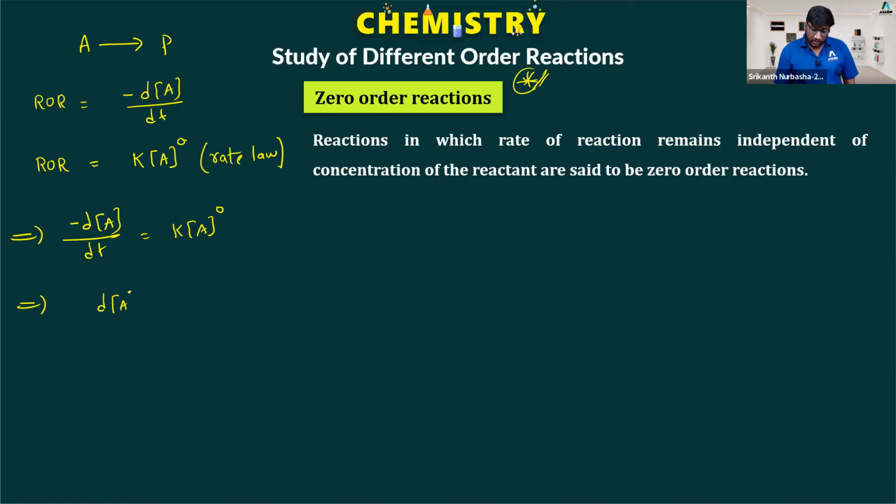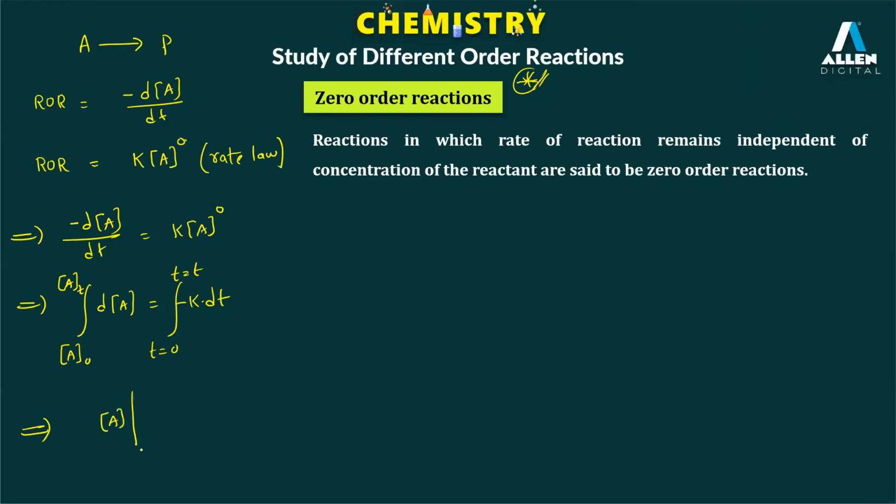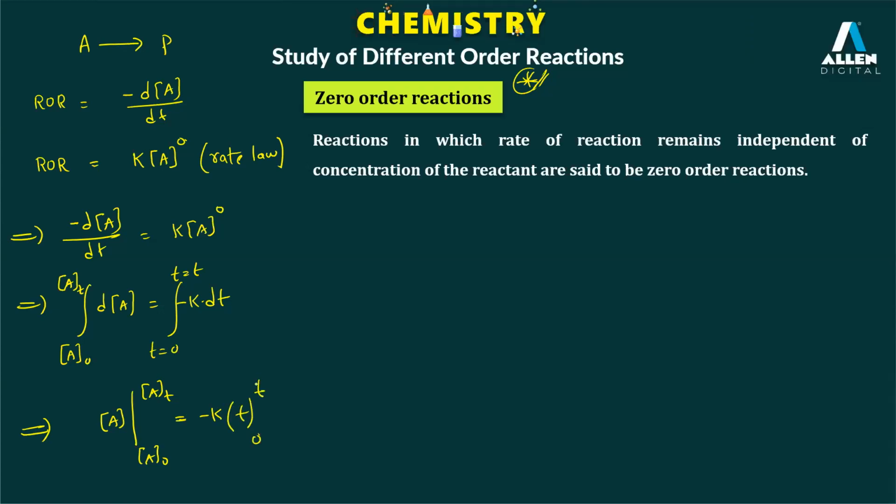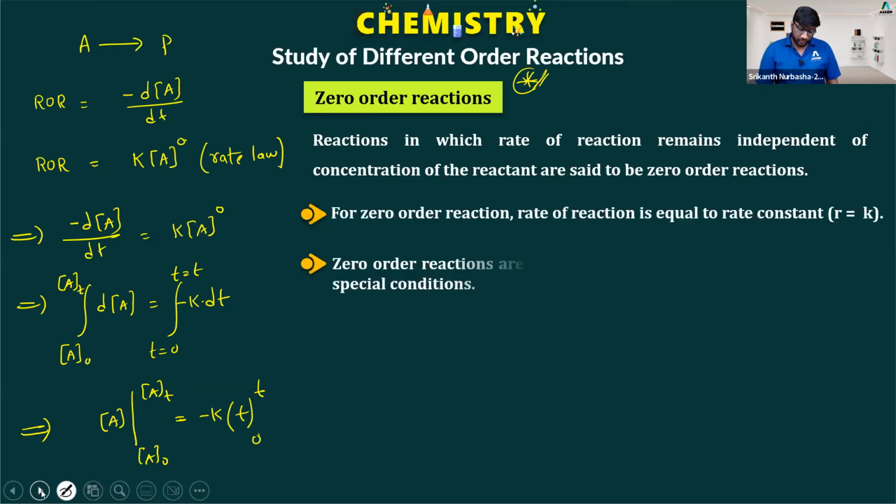d concentration of A is equal to minus K into dt. Integration you have to do. Time varies from t is equal to 0 to t is equal to t. At time t is equal to 0, the concentration of A is the concentration of A naught. At time t is equal to t, the concentration of A is the concentration of A at time t. Integral d concentration of A is the concentration of A, equal to minus K. Minus K is a constant, you can take it out of the integral. Integral dt is t, with time varying from 0 to t. So I can do the integration.